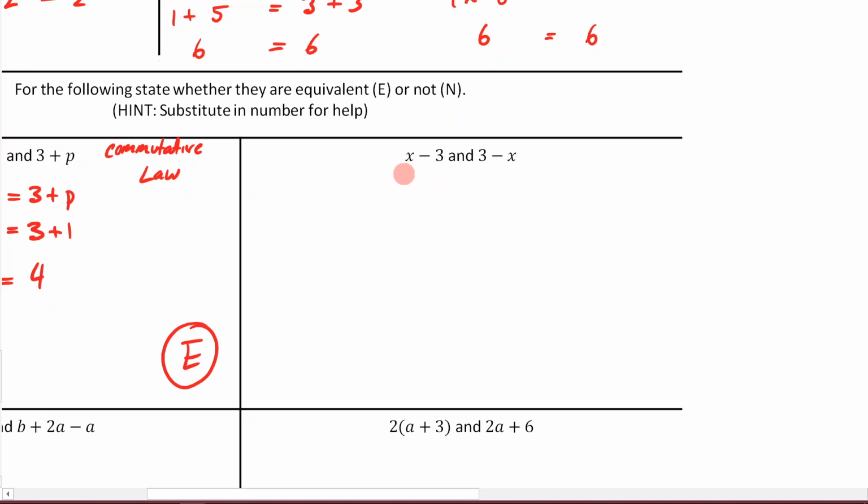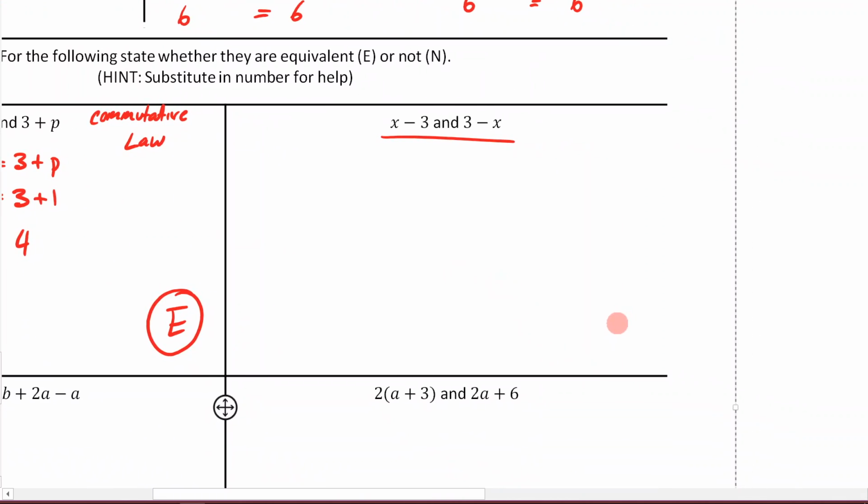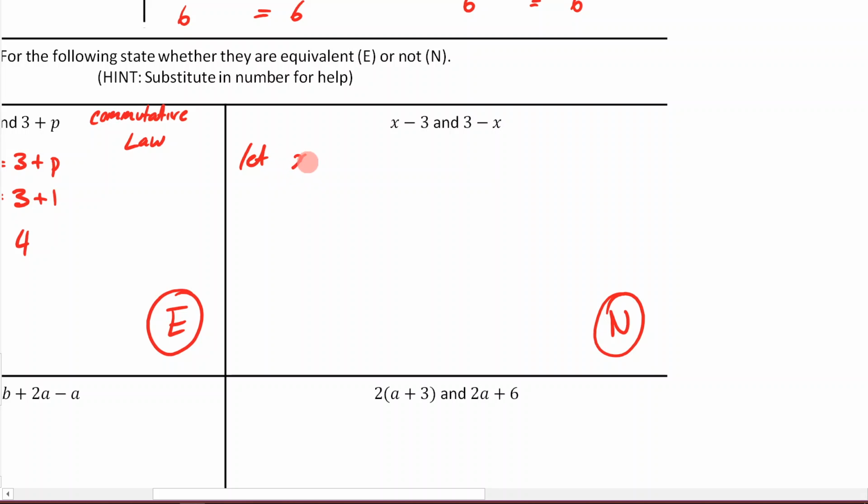Now, we know that there is no commutative law for subtraction, so we immediately know that this is not going to work. So we could put an n here. It's not going to work, but we could also double check it. Let's let x equal 1. So x minus 3, I would get 1 minus 3, which is going to be negative 2. And then for this one, 3 minus x, I would get 3 minus 1, which is equal to 2. Those two things aren't equal to each other. So that's how we can use substitution to double check what we're doing here. So these two statements are not equivalent because they give us different results out.